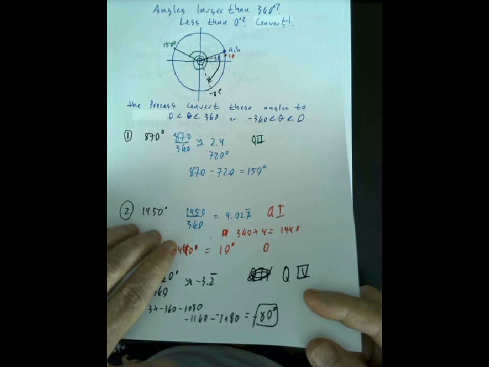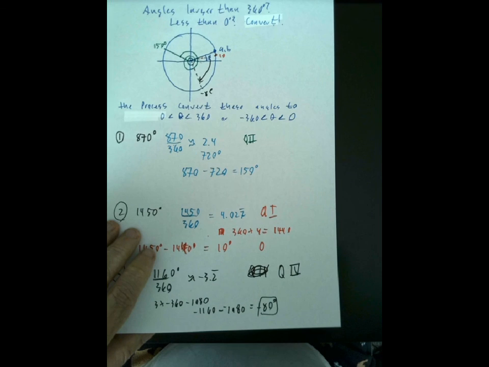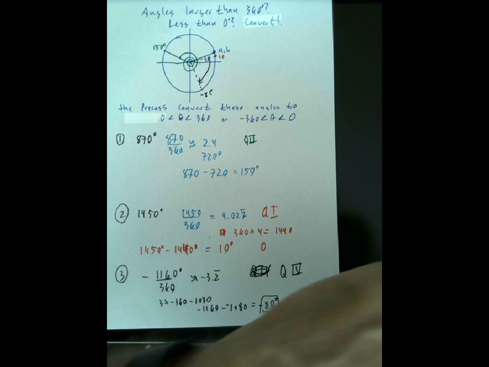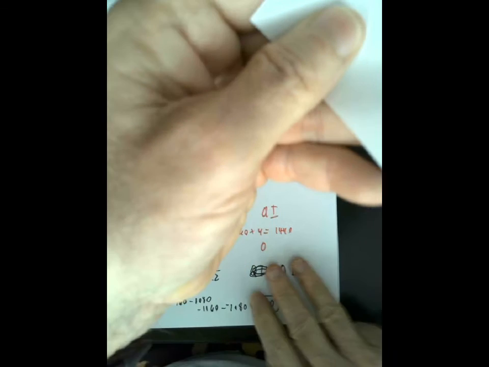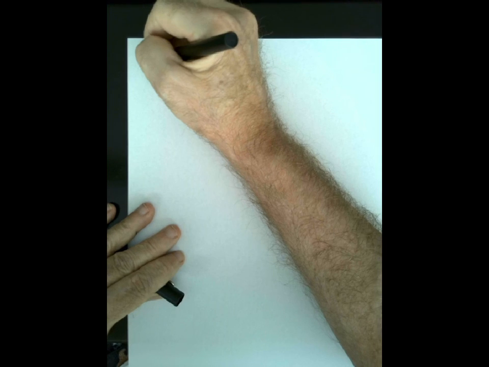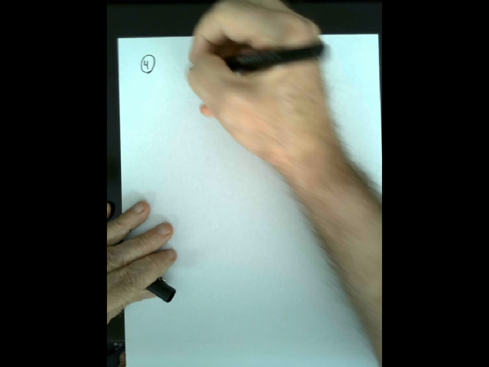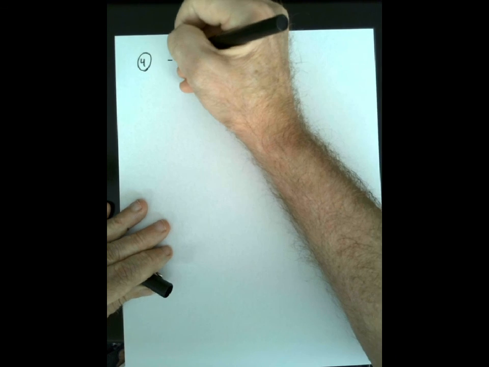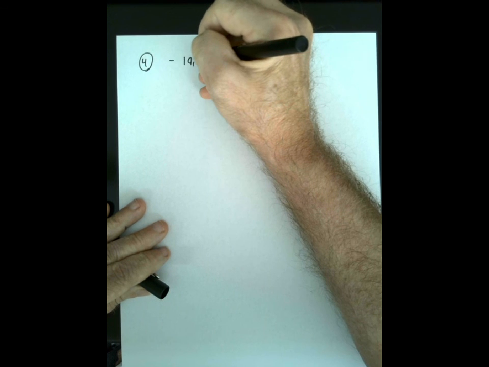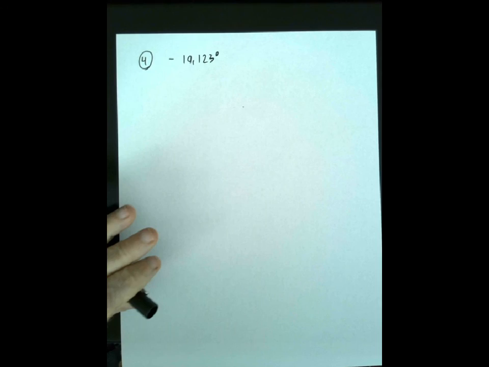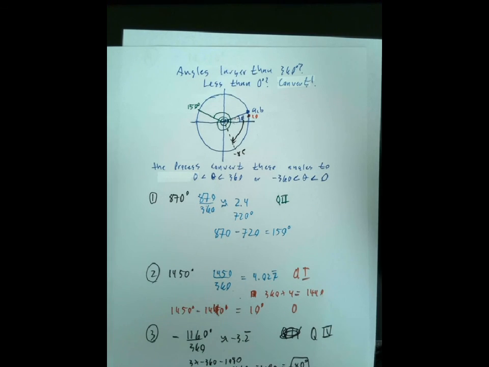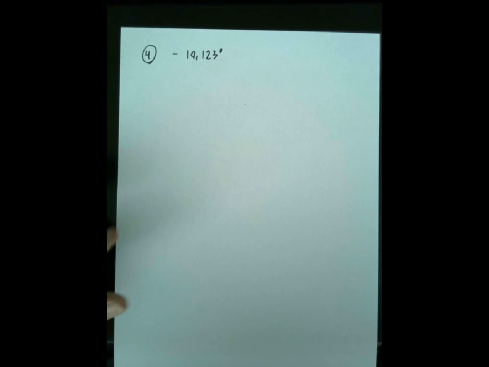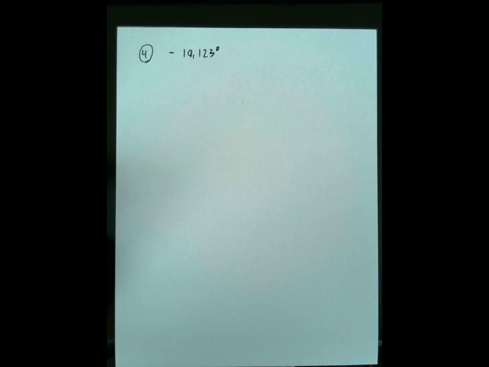We'll do another negative one here, and then I'm going to end this video, and the next one will be about reference angles. Okay? All right. So there's that. We'll do one more example here. This is going to be example 4. What if we've got an angle of negative 10,123 degrees? That means we're going to start here and go around 10,000 times, right?